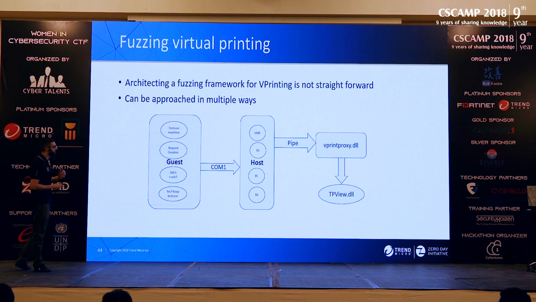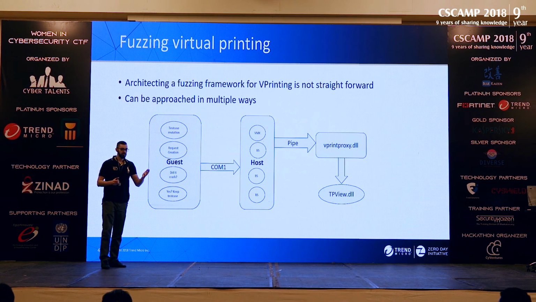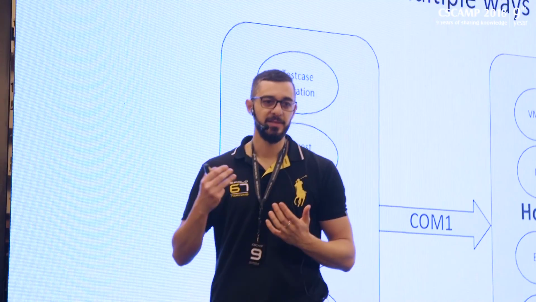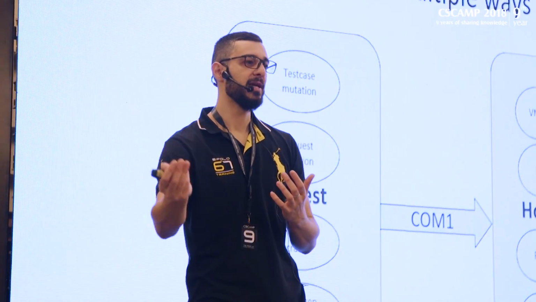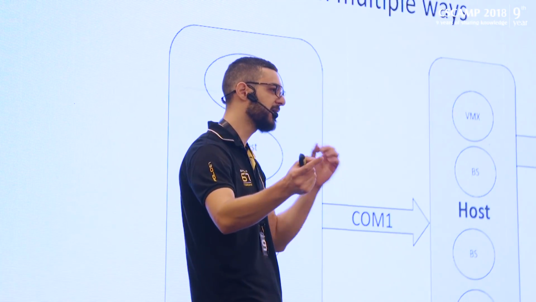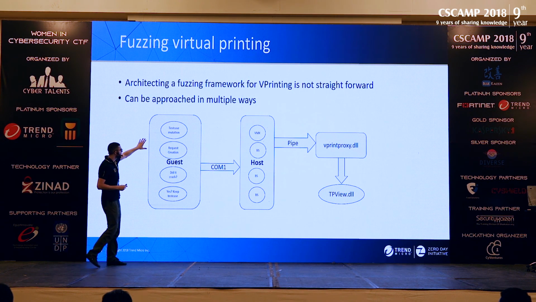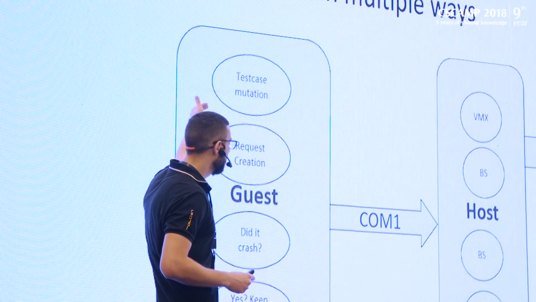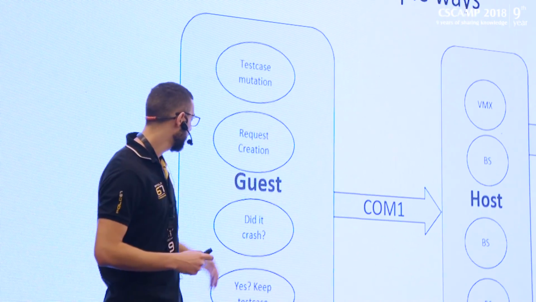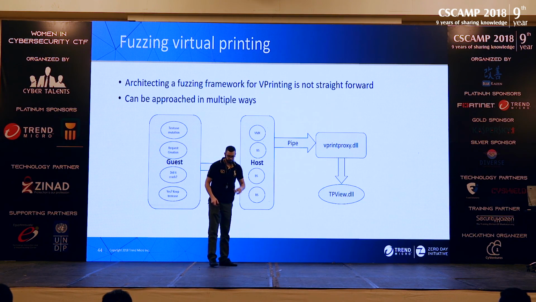So how do we actually fuzz that? Logically, when we started, the cases were triggered from inside the guest. Nothing was triggered from the host. So you had to send the print job from the guest to the host, and you're going to get a crash on the host. In a nutshell, you have everything running on the guest, you have your mutations generator, and then you would be debugging everything on the host.